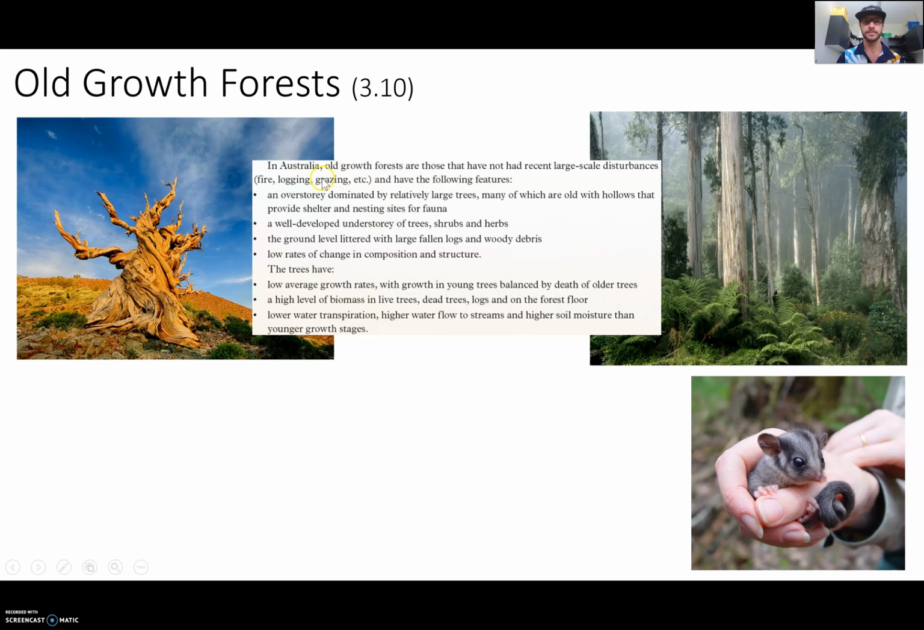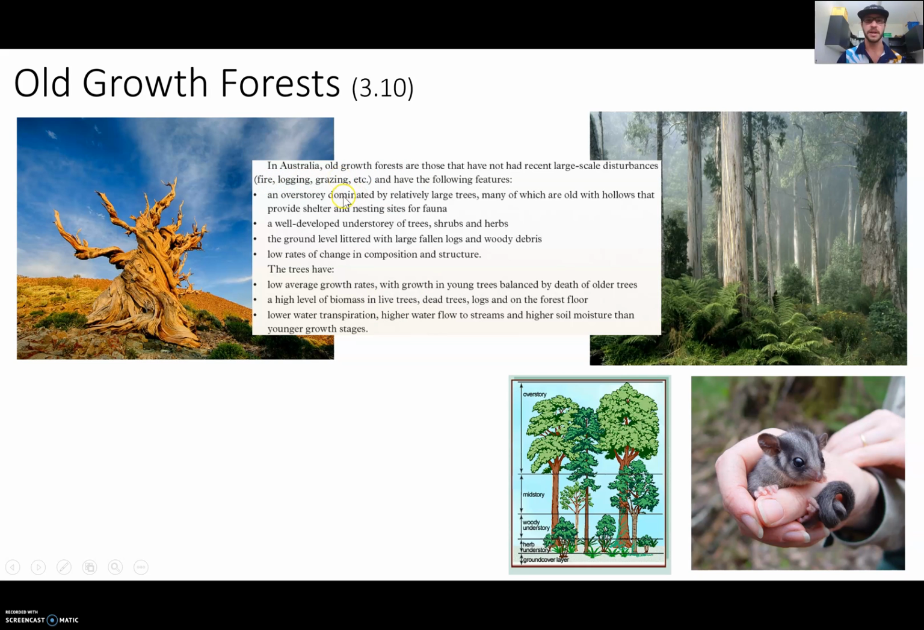There are a few criteria. Basically, they haven't been disturbed by fire, logging or grazing recently. They have an overstory, this region, that is relatively dominated with old large trees. They have a well-developed understory with shrubs and herbs, and they're quite stable in their composition. There's also a range of growing trees and dying trees, and this just provides many microhabitats, so a high biodiversity. And this is also why it's important to protect our forests, because we have so many different biotic factors involved.